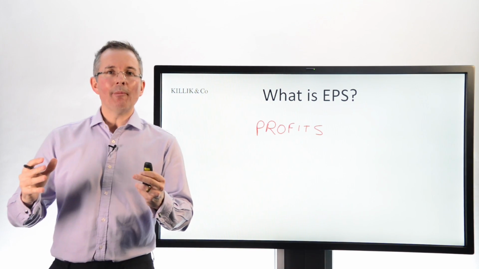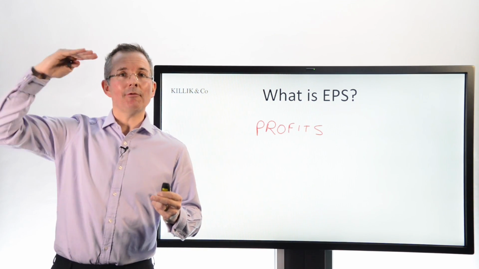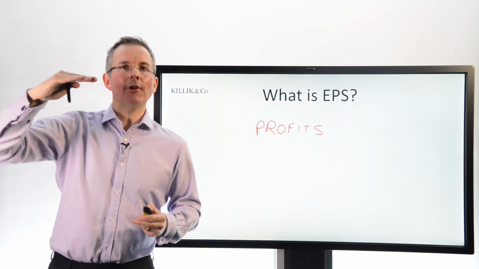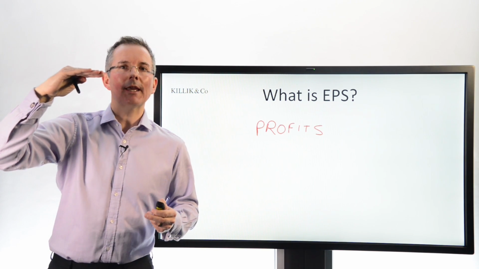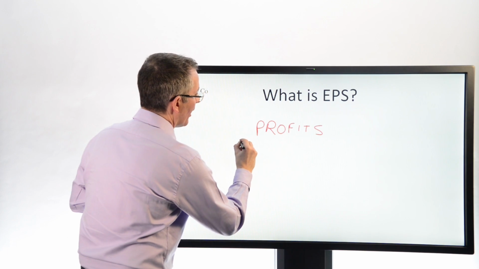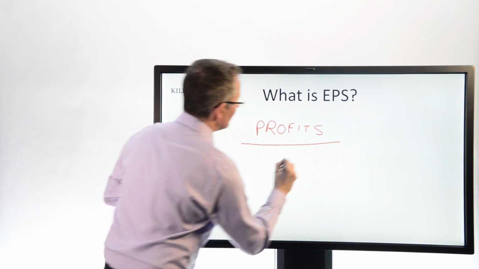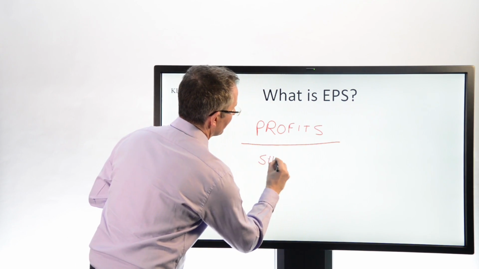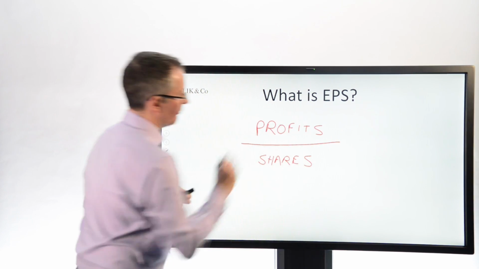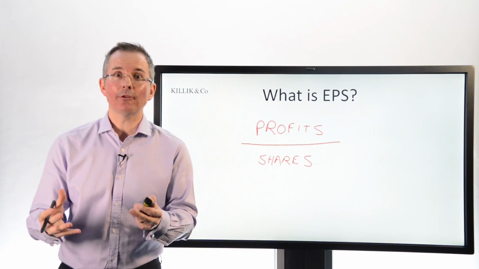Now profits, remember, are simply the difference between the revenue the company generates and all of its costs. That includes the operating costs, financing costs like interest, tax, and so on. So it's usually profits after tax divided by the number of shares that the company has in issue. Ordinary shares, usually, the voting shares.